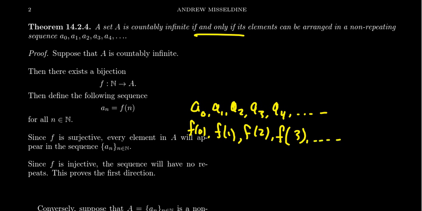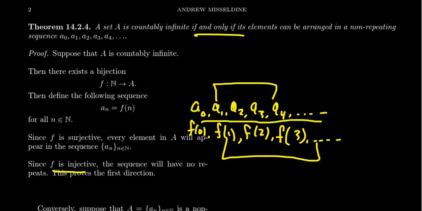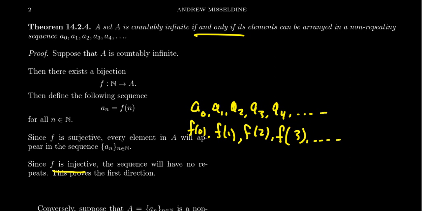That's all that this is. These terms are just the images of the function listed in the order that the natural numbers have: 0, 1, 2, 3, 4. Since this map is surjective, every element of A will appear in this list somewhere, because that's what it means to be surjective. Likewise, because this function is injective, it's one-to-one, this sequence has no repetitions, because if there were two terms that were the same, we'd have two images that were the same, and that would violate the injectivity of the function. So because there's a bijection between the natural numbers and our set, we can create an infinite sequence using the elements of the set A with no repetitions, and everyone shows up exactly once. Okay, so that gives us the first direction.